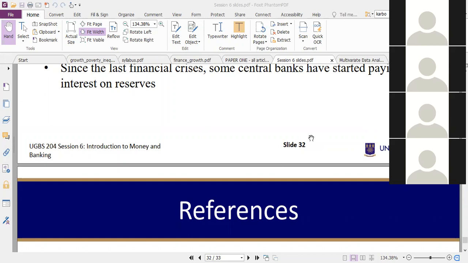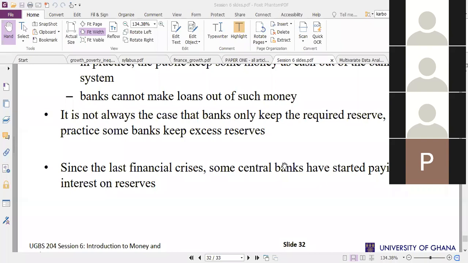take the very last point, how central banks have started paying interest on reserves. Let's assume the financial crisis came as a result of COVID, so most banks do not have enough funds to give out as loans, and the central bank, or the Bank of Ghana, decides to pay interest on the amount the commercial banks already have with them. Remember, when commercial banks do deposit creation, they keep a reserve with the central bank. Because of COVID, the central bank can decide to pay interest on it so that the commercial banks could have enough money to give out as loans to citizens, in order to reduce the pressure in the economy. That's basically what we were talking about.